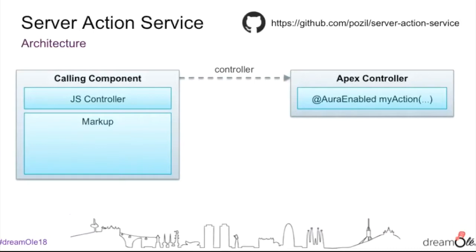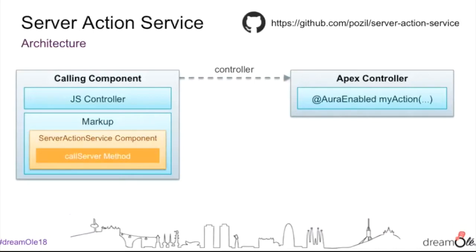And to install the server action service and to use it, first we have to inject it in the markup. So we have to have this line of code that declares the service inside our calling component. And we can then use the method that it exposes, a call server method, which will do the actual calling.